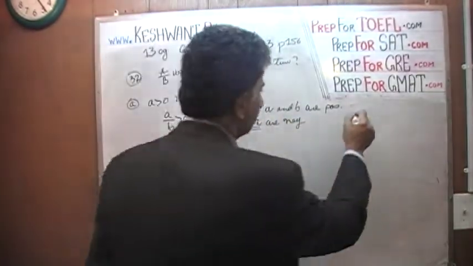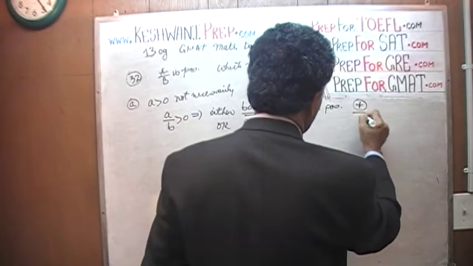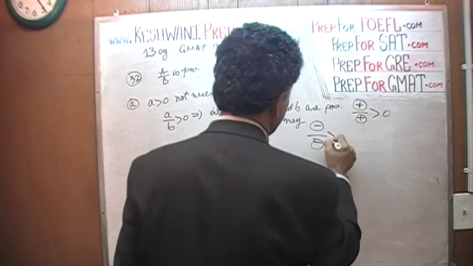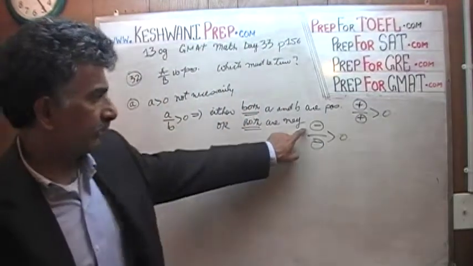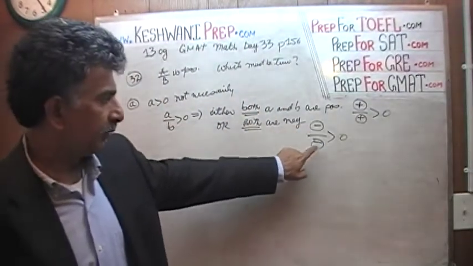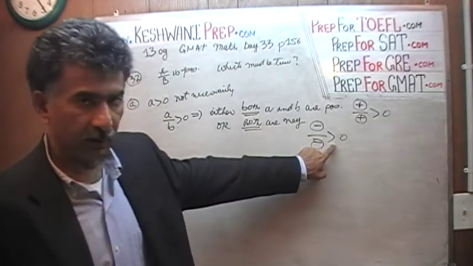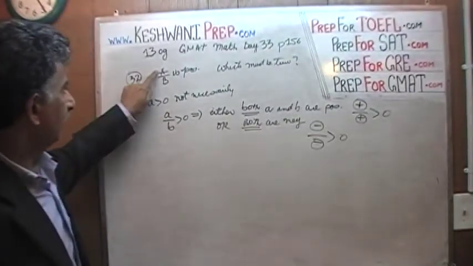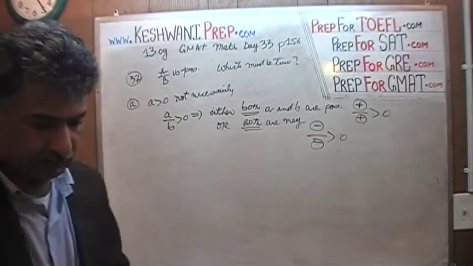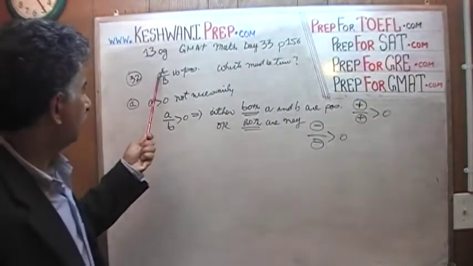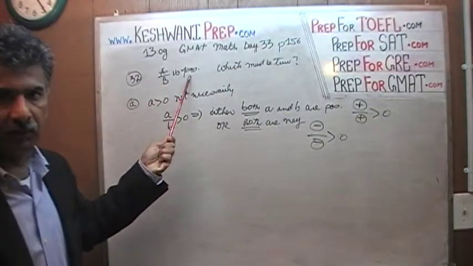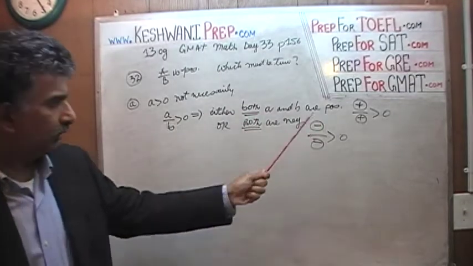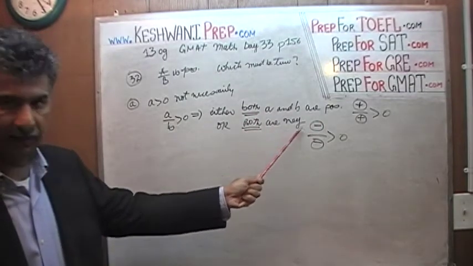Why? Because positive divided by positive is greater than 0, and negative divided by negative is greater than 0. All we know is that when you divide A by B, the result is positive, which means that either both A and B are positive, that's one scenario, or both A and B are negative.